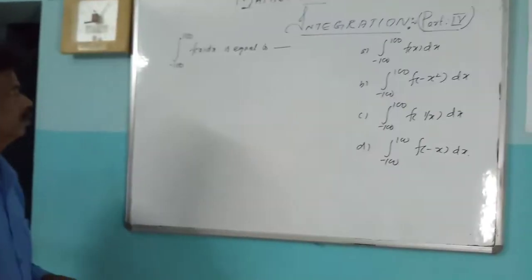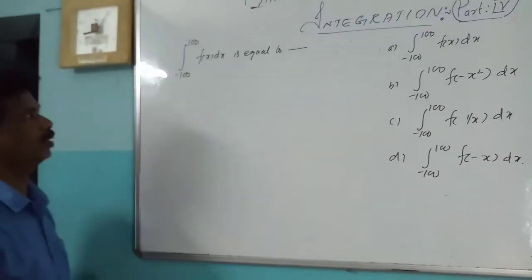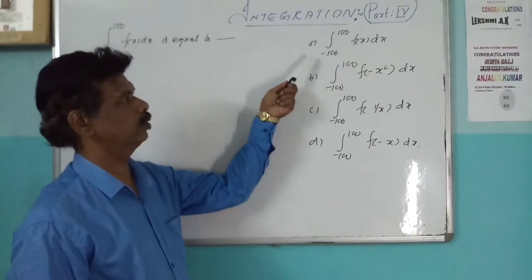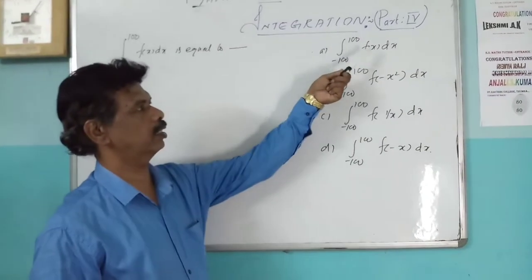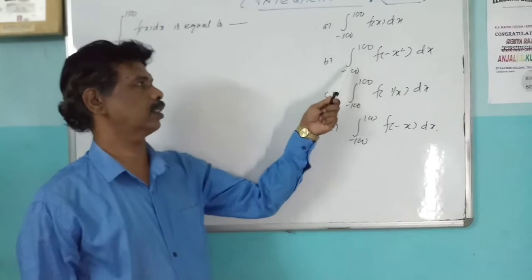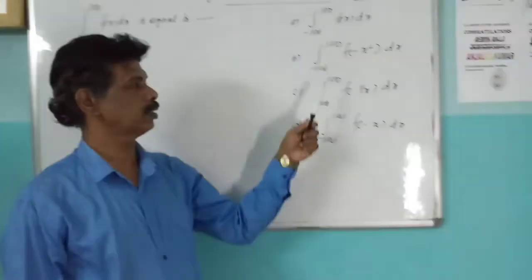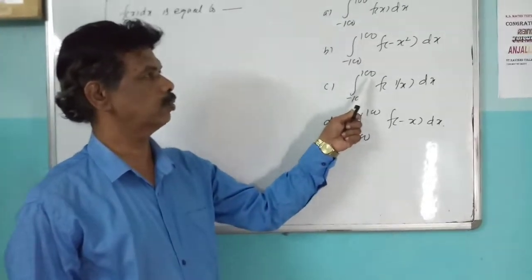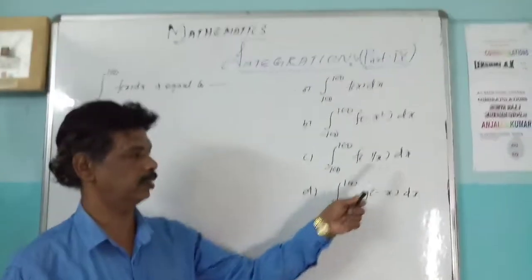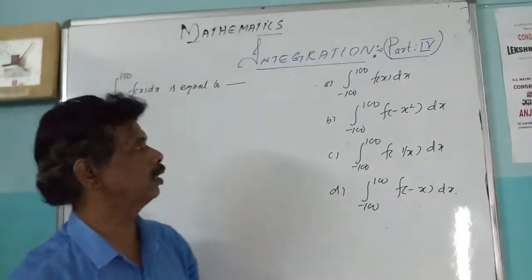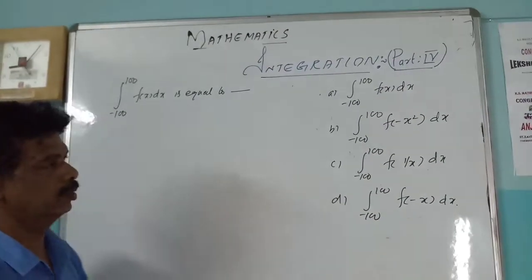First question: the integral from minus 100 to plus 100 of f of x dx is equal to dash. Four choices there. First choice, integral minus 100 to plus 100, f of x dx. Second choice, integral minus 100 to plus 100, f of minus x square dx. Third choice, integral minus 100 to plus 100, f of 1 by x dx. Fourth choice, integral minus 100 to 100, f of minus x dx.